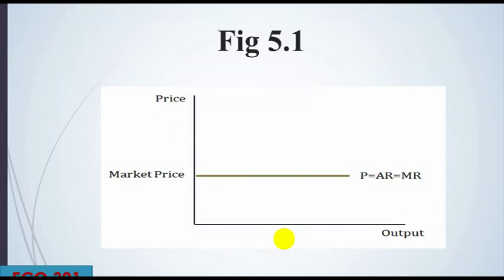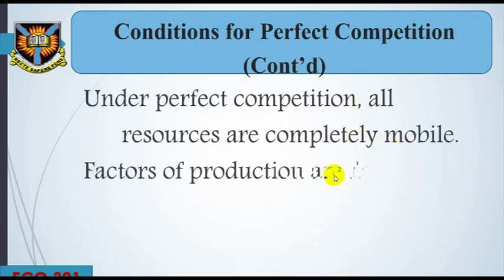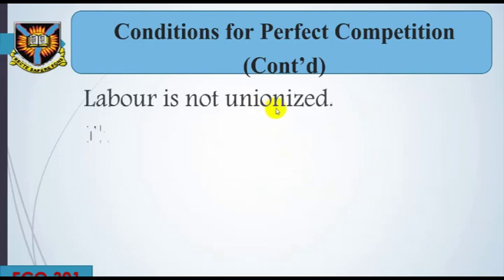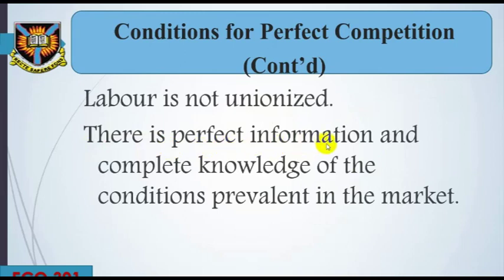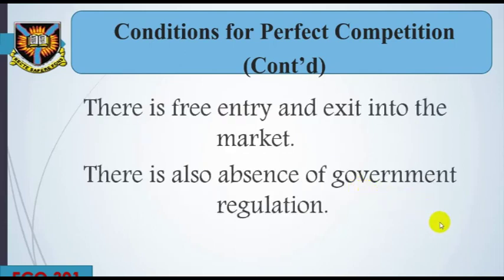2. Under perfect competition, all resources are completely mobile. Factors of production are free to move from one firm to the other. Labor is not unionized. 3. There is perfect information and complete knowledge of the conditions prevalent in the market. Consumers, firms, and resource owners have perfect knowledge of the relevant economic and technological data. 4. There is free entry and exit into the market. There is also absence of government regulation.